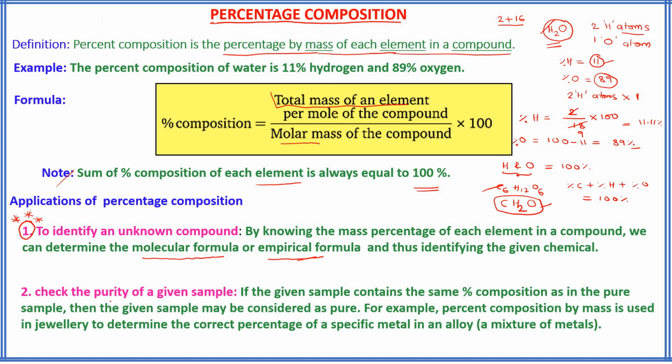Next, check the purity of a given sample. You can check whether a sample you have been given, you have got a sample, is pure or not, how much pure it is, 90%, 80%, which can be easily calculated by using percentage composition, isn't it? Based upon the percentage composition, we can easily identify how much pure it is. That we can also consider in the next classes.